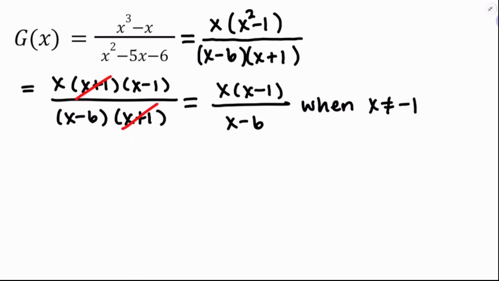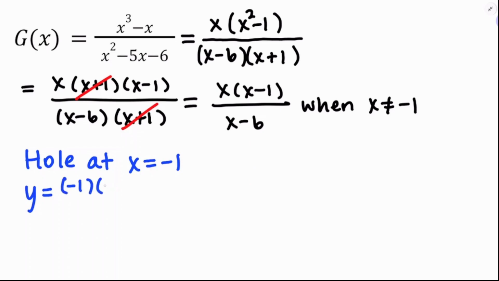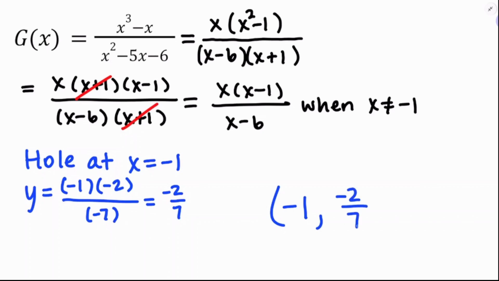So I know that means I've got a hole in the graph at x equals negative 1. And then the y-coordinate I'll get by plugging into the simplified version right there. So I'm going to say, all right, negative 1 in the numerator multiplied by negative 1 minus 1 is a negative 2. All divided by negative 1 minus 6, which is negative 7. That's going to be 2 over negative 7, so negative 2/7. The coordinates of my hole are negative 1 and negative 2 over 7.